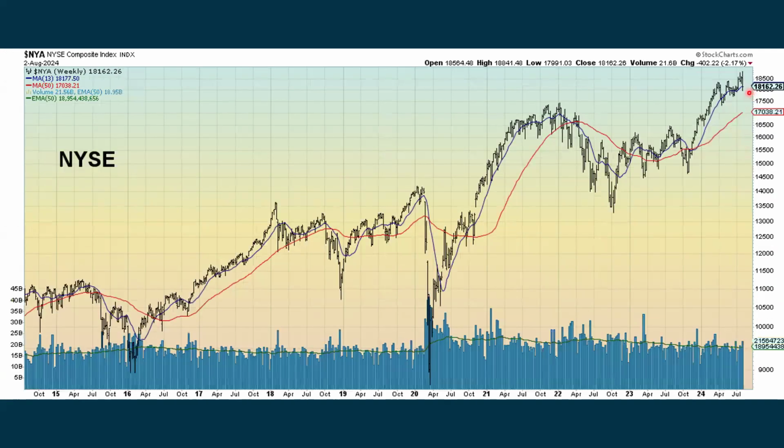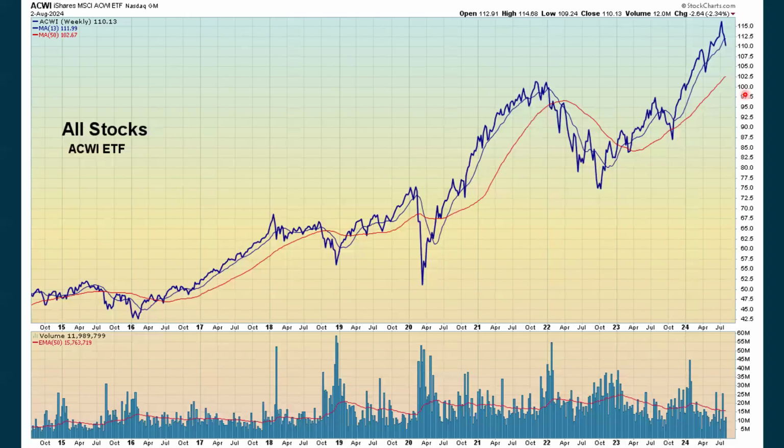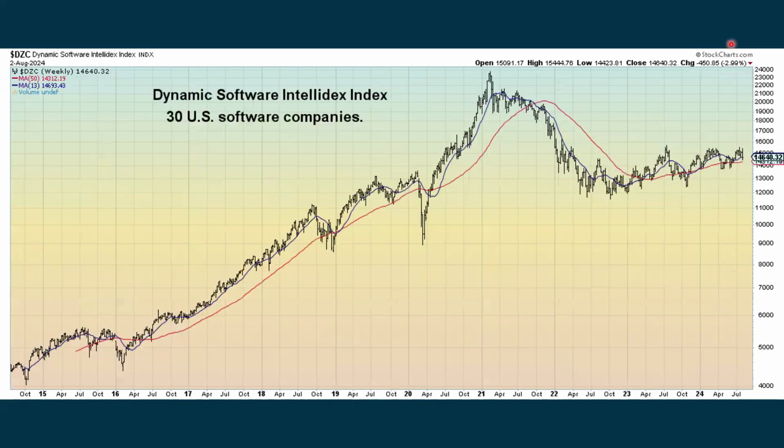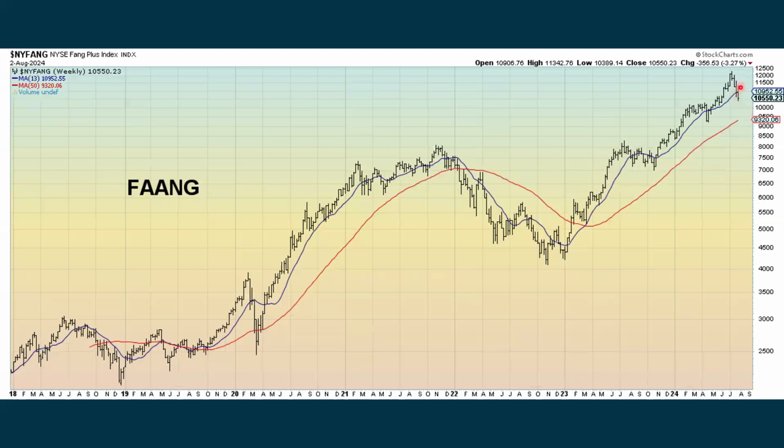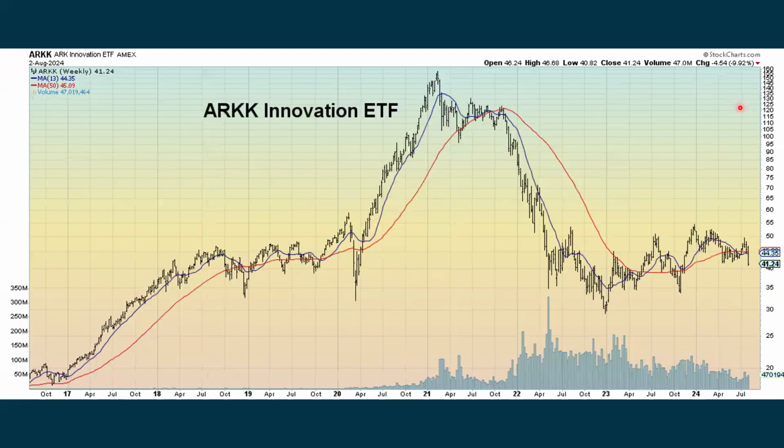And then the NYSE coming down right at its 13-week moving average, but still in an uptrend. All stocks pulling back below their 13-week moving average. The big software companies not really doing all that much here, but still in an uptrend. The FANG index dropping down below its 13-week moving average and could not close above its 50-day moving average on the daily charts. That was providing overhead resistance.